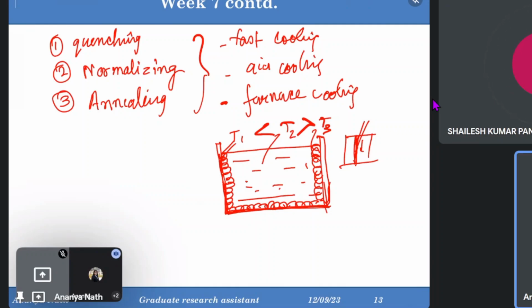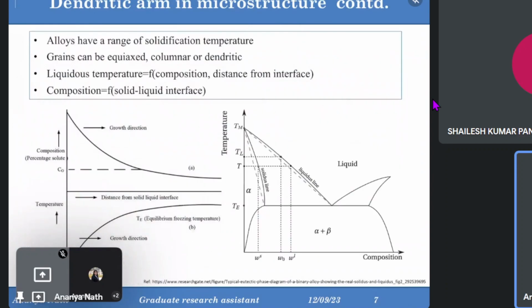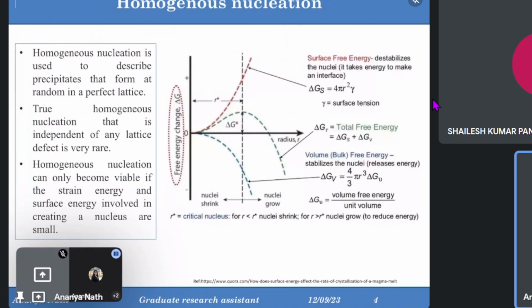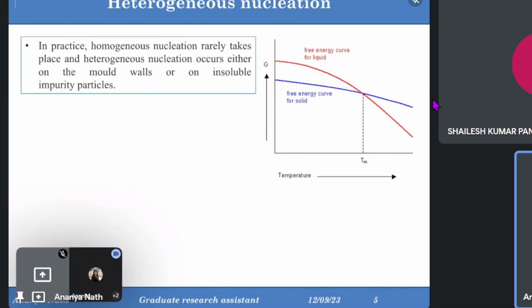Let me just start with dendritic growth. Maybe then you'll understand these things more. So it's like homogeneous and heterogeneous. For homogeneous, all of a sudden one nucleus will form inside the liquid state. And for heterogeneous, you need a preferential site that will act as a support for the nuclei to nucleate, meaning to form.